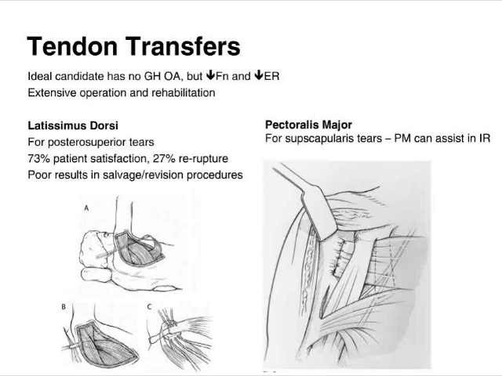For posterior or posterior superior tears, latissimus dorsi transfers are described, as shown in the diagram there. Even they have a 27% re-rupture rate, and it's important to note the success of both these procedures is much poorer when they are revision procedures, if another intervention has been done. For subscapularis tears, they talk about the sternal head of pec major being brought forward to regain internal rotation.